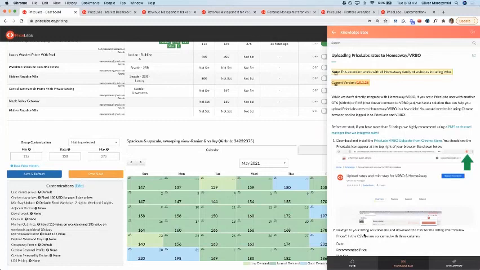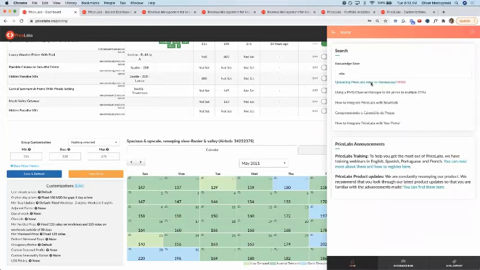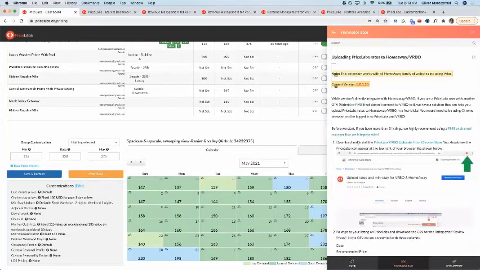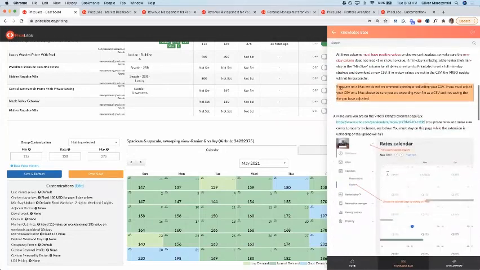Yep. Cool. So with that extension, if you go into that bottom question mark in the bottom right corner, type in Verbo here, we'll pull up that article. So if you do want to send rates to Verbo, this is the current solution using our Chrome extension here, and instructions on how to use it.